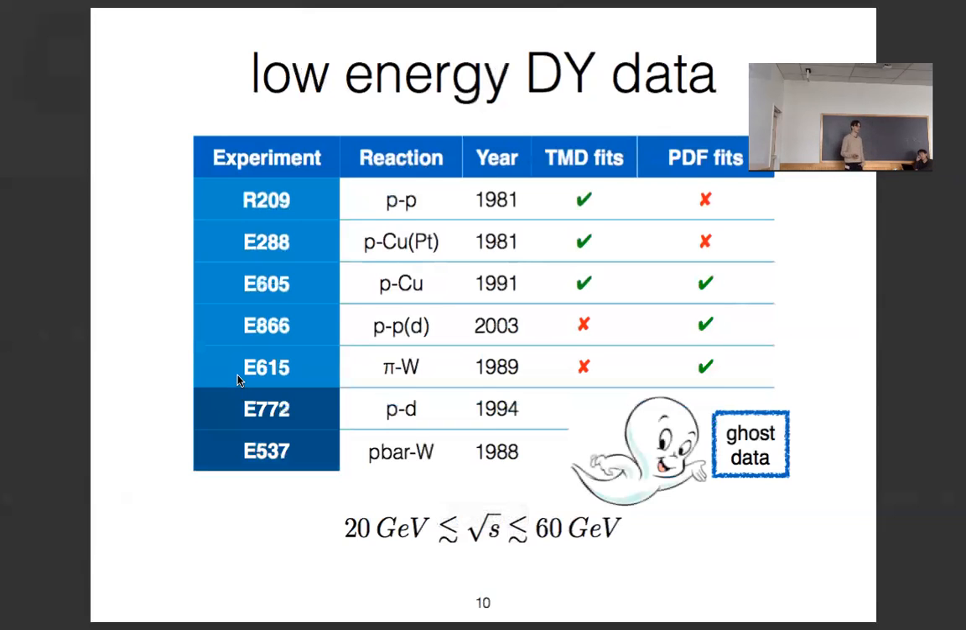As Christine mentioned last time, there is also the interesting case of ghost data. This is data from proton, deuteron, and p-bar tungsten, which somehow disappeared from theoretical studies. In the case of E772, the first publication contained errors, and some years later an erratum was published, but it seems that people did not consider the erratum. And in the case of p-bar W, I cannot tell you why it disappeared.